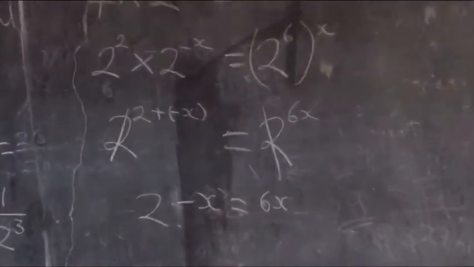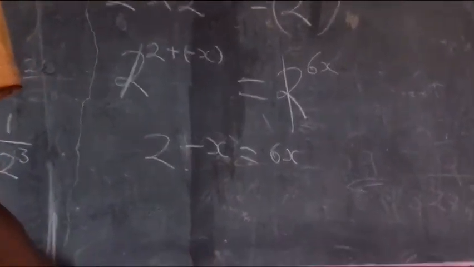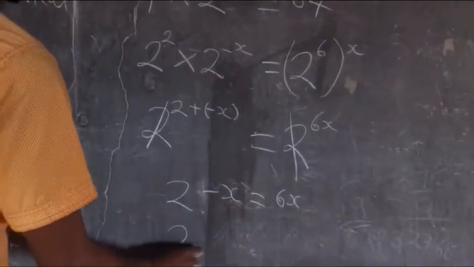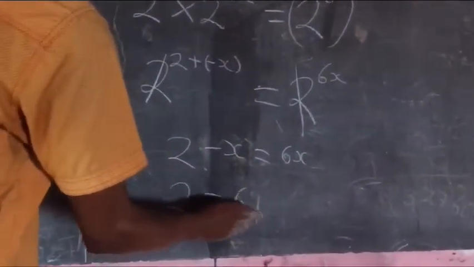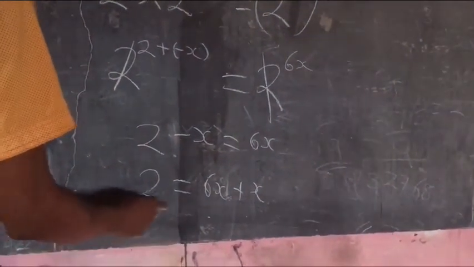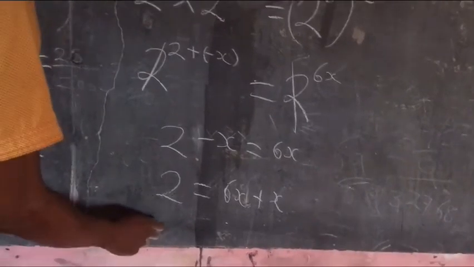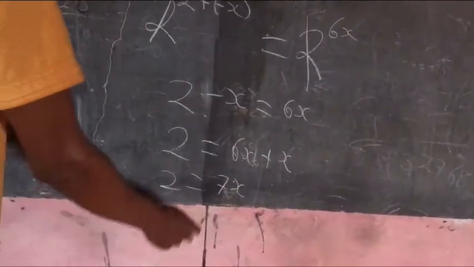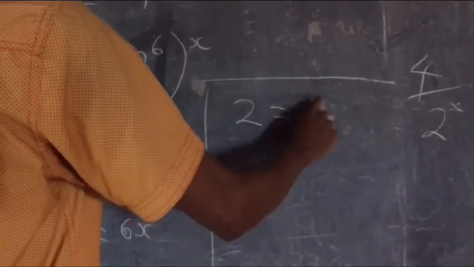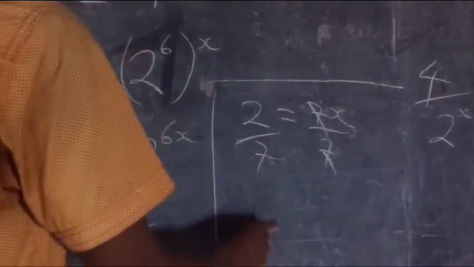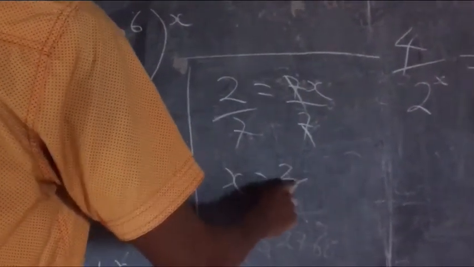Then from here, we can collect like terms. So we add x to both sides. So we have 2 is equal to 6x plus x. Then we have 2 is equal to 7x. And then we divide both sides by 7. Dividing both sides by 7 like this, we have that x is equal to 2 over 7.